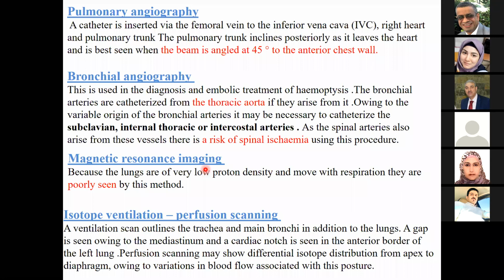Isotope ventilation-perfusion scanning. A ventilation scan outlines the trachea and main bronchi in addition to the lung. A gap is seen owing to the mediastinum, and the cardiac notch is seen in the anterior border of the left lung. Perfusion scanning may show differential isotope distribution from the apex to the diaphragm owing to the variation in the blood flow associated with posture.